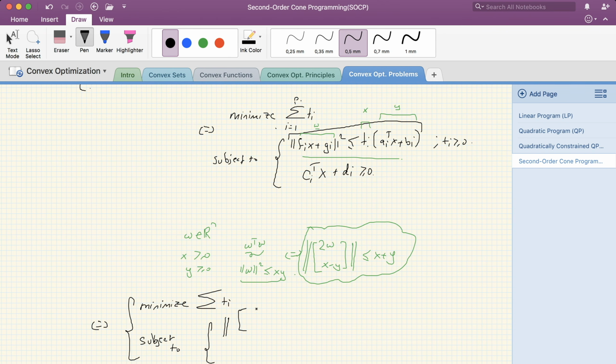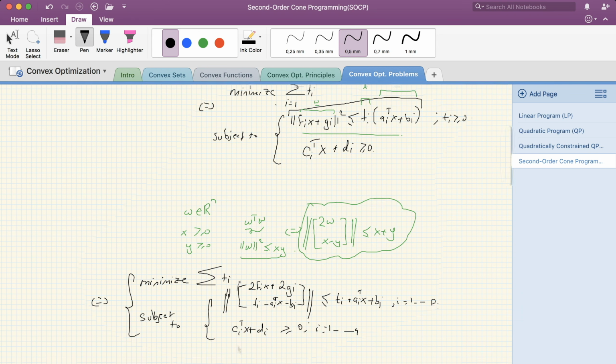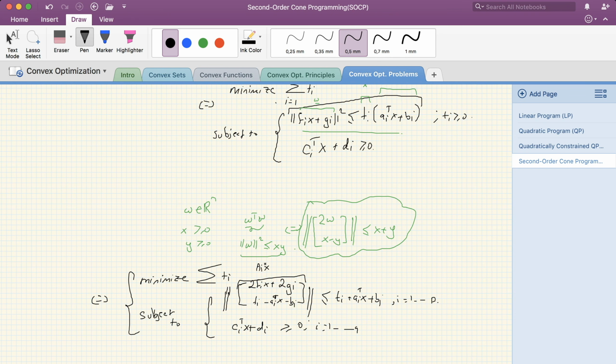So 2w, that means we've got 2fi x plus 2gi, and then x minus y, that means I've got ti minus ai transpose x minus vi. The norm of all this is upper bounded by ti plus ai transpose x plus vi. P such constraints, Q of those linear constraints. Pick this as Ai x bar plus vi. And here it's easily seen as a linear constraint, so gi transpose x plus hi. You can easily pick those, and hence this is an SOCP.